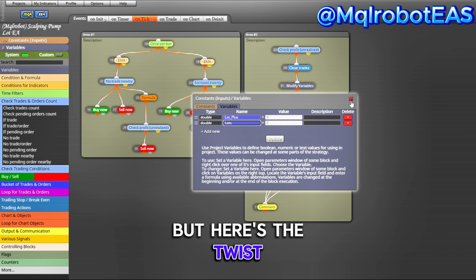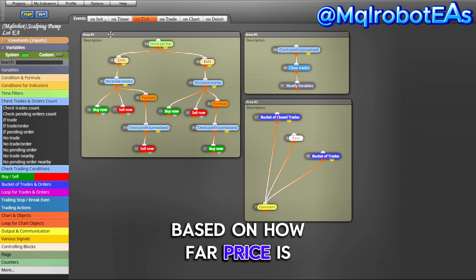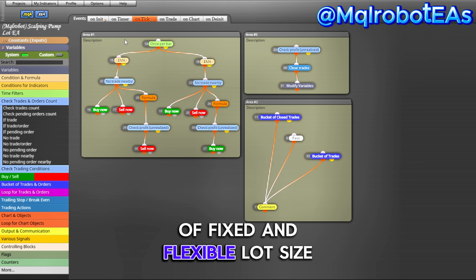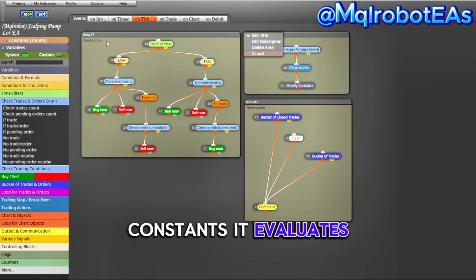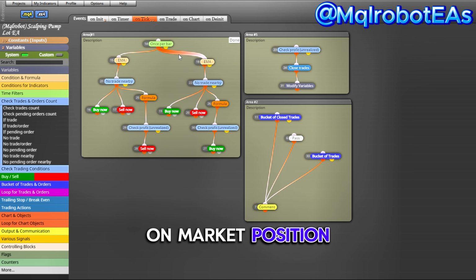But here's the twist. This EA dynamically adjusts lot sizes based on how far price is from the EMAs. This is done using a set of fixed and flexible lot size constants. It evaluates both scenarios and selects the optimal lot based on market position.